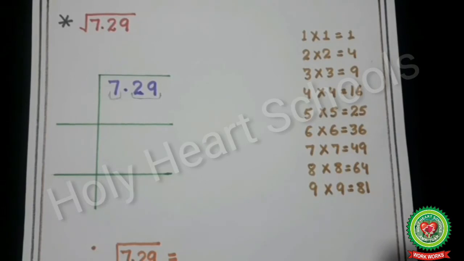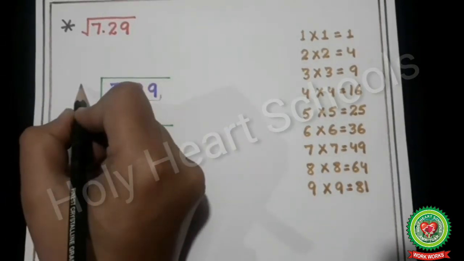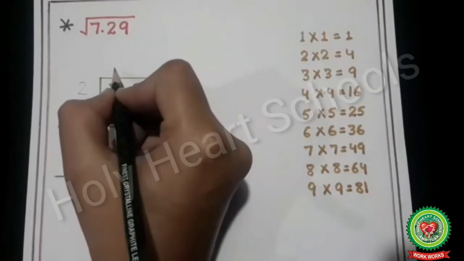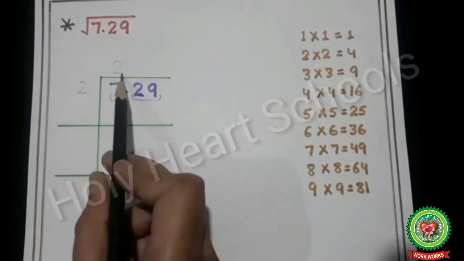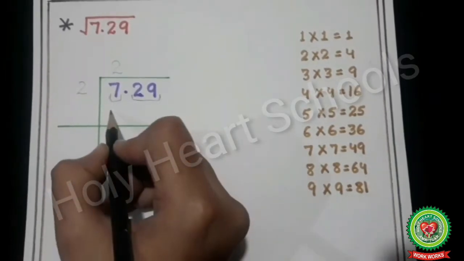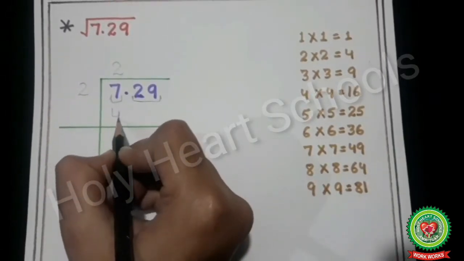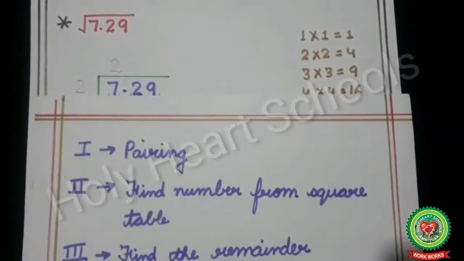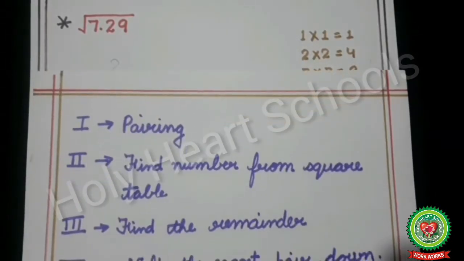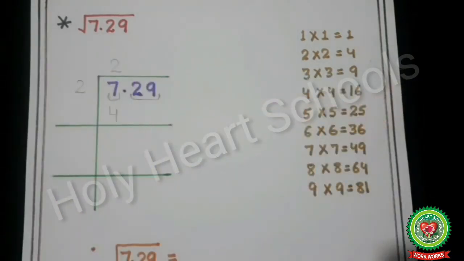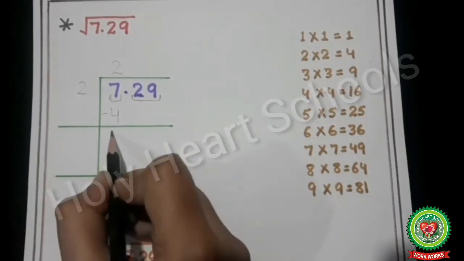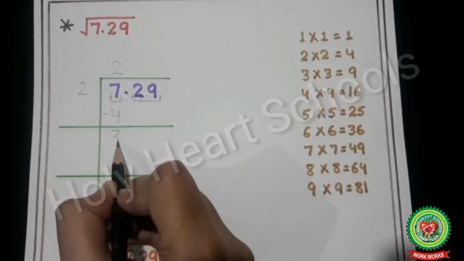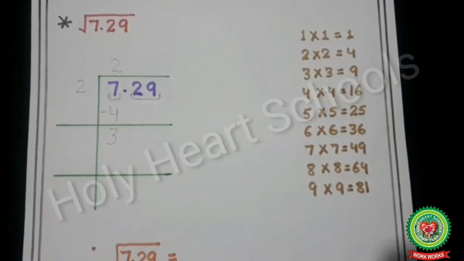So we will write down 2 at the place of divisor as well as at the place of quotient, such that 2 multiplied by 2 comes out to be 4, and we will write down 4 under 7. Then our next step is find the remainder. So we will find the remainder by subtracting 4 from 7. We have got 3, so write down 3 at the place of remainder.